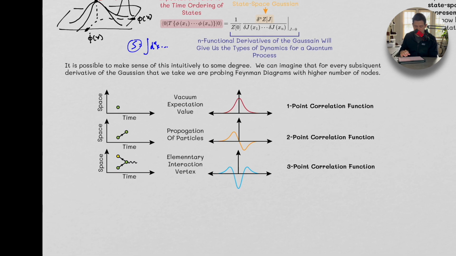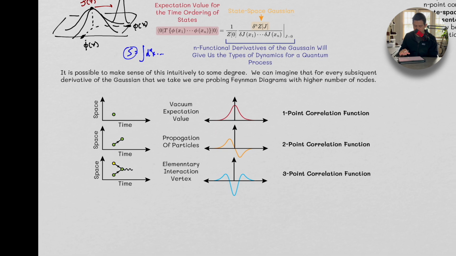So it's possible to make sense of this intuitively to some degree. We can imagine that for every subsequent derivative of the Gaussian that we're able to take, we're probing Feynman diagrams of higher number of modes or higher degrees of resolution, if you want to think about it that way.